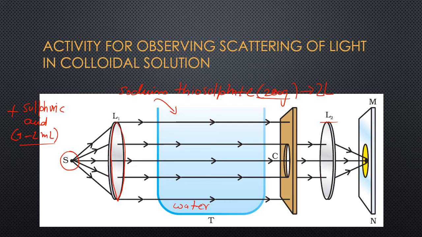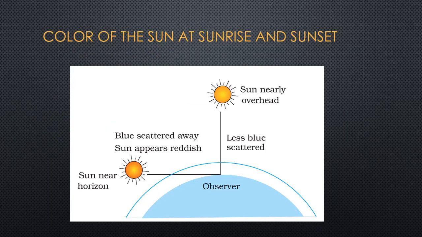Okay, the light which is getting scattered is visible to you. That's why if you're seeing some blue color, like the sky is blue, it is because the blue part of the white light gets scattered and enters your eye to make the sky visibly blue. Okay, let's understand the color of the sun at sunrise and sunset now.